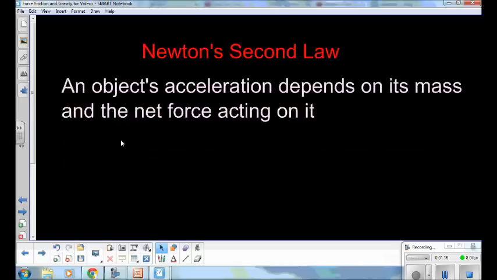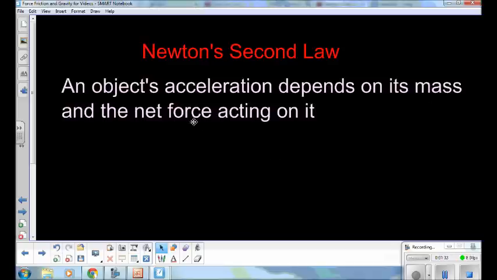Newton's second law goes as follows. An object's acceleration depends on its mass and the net force acting on it. Hopefully acceleration sounds familiar. We already examined all of this before. We talked a little bit about forces, and here we're going to be pulling in mass.